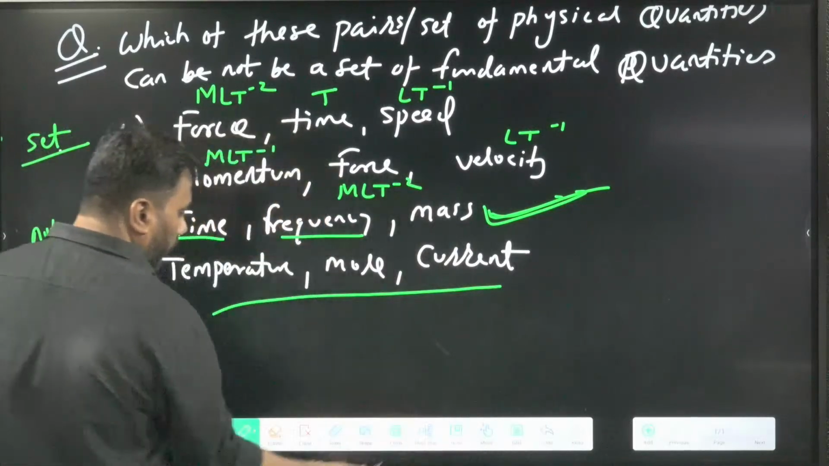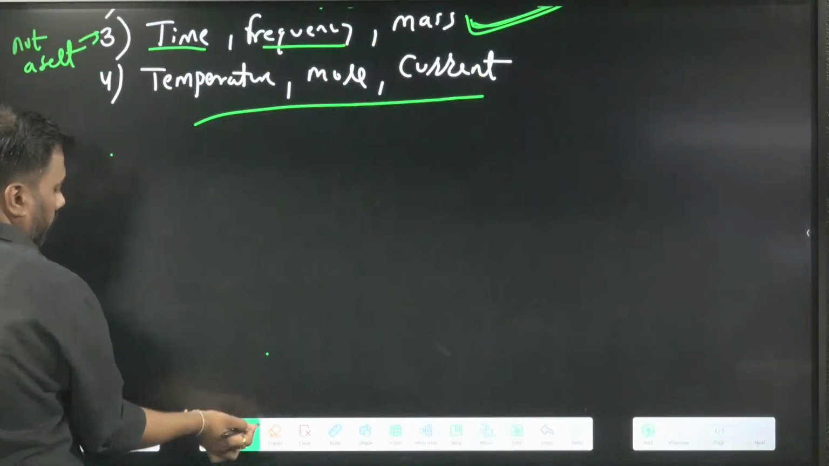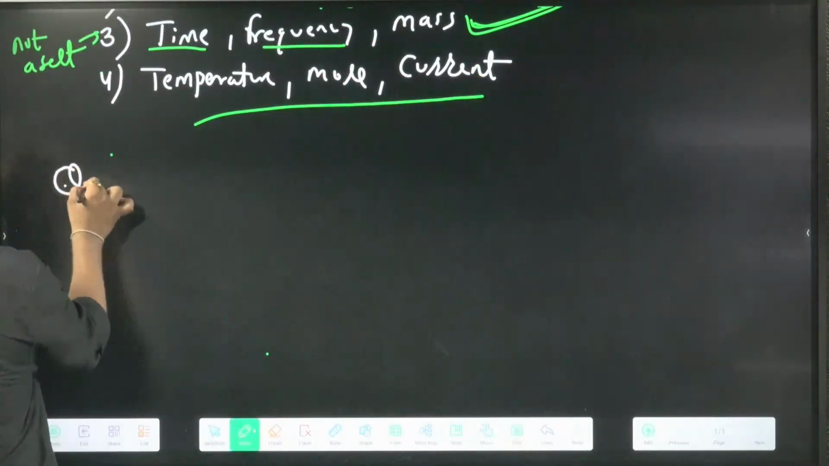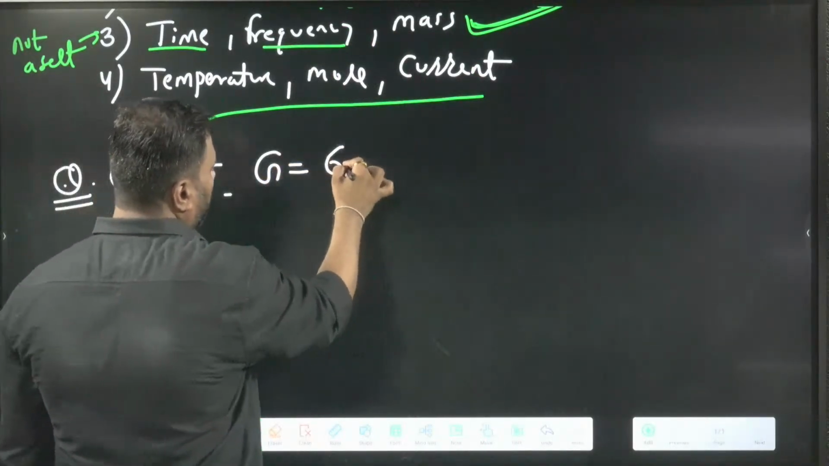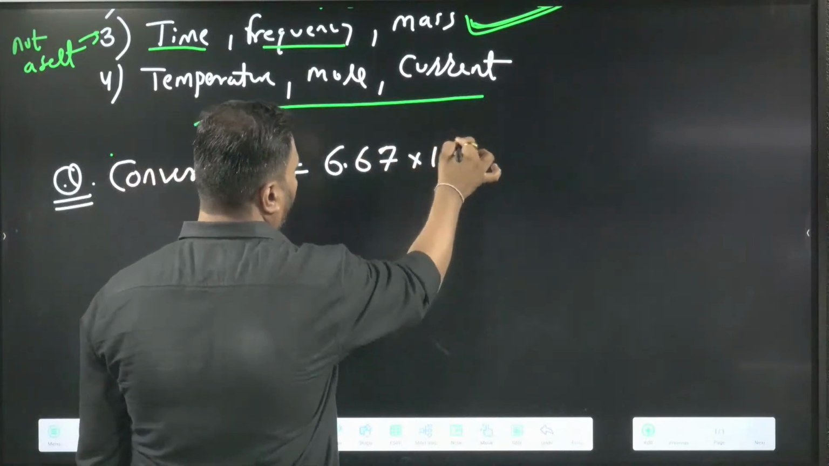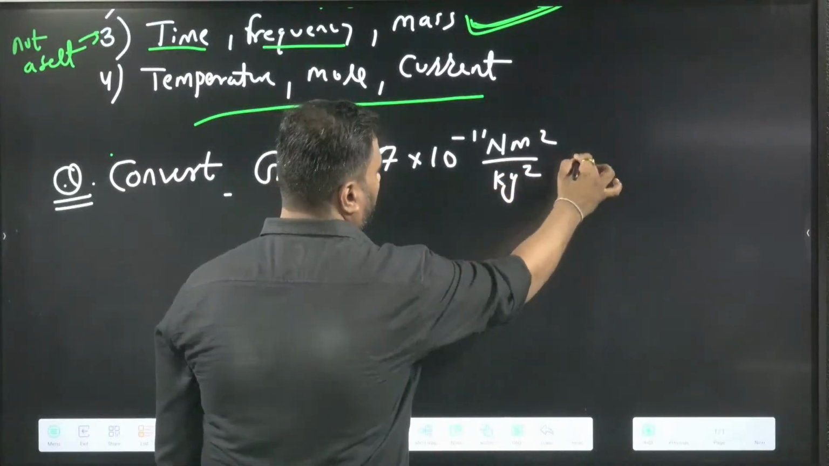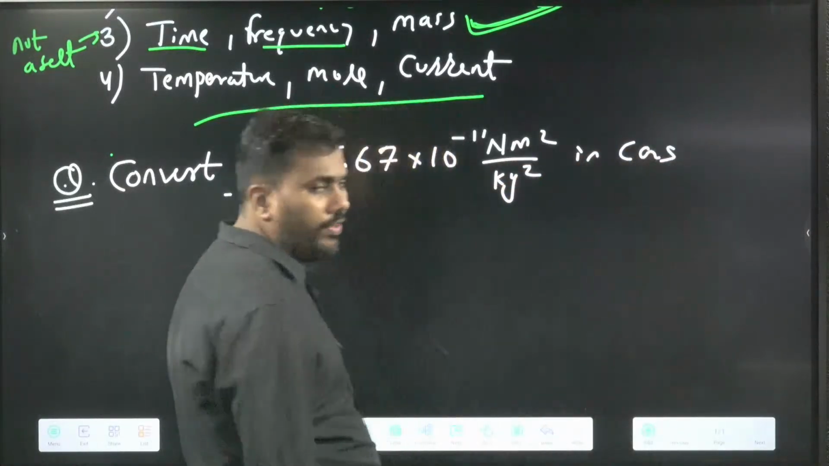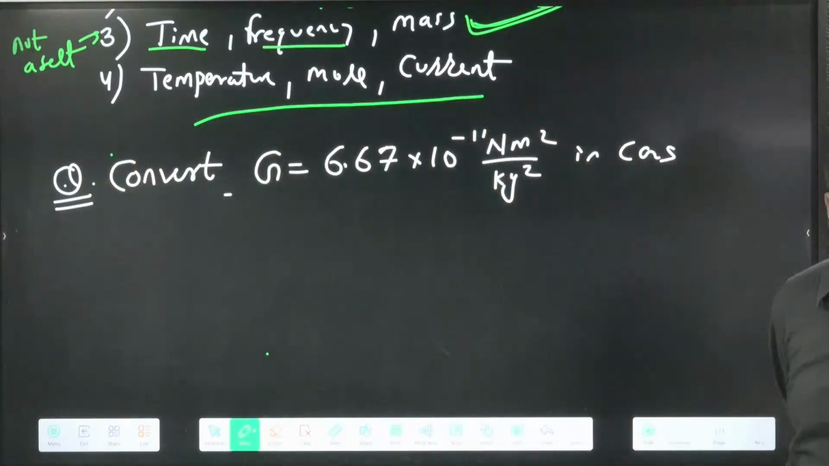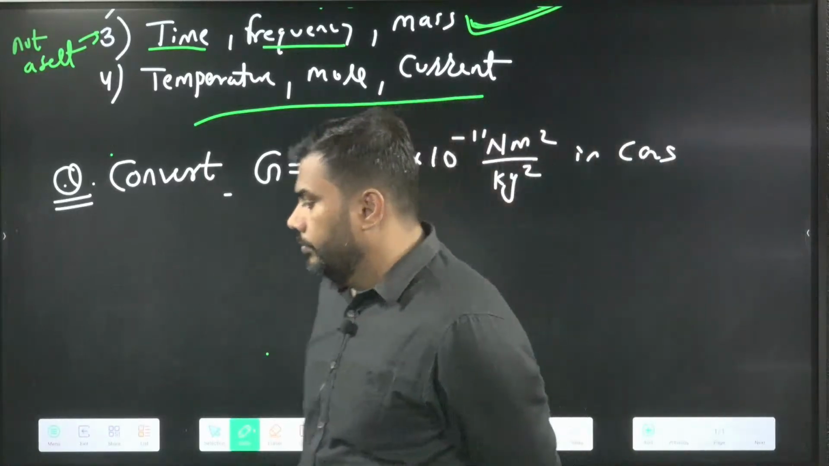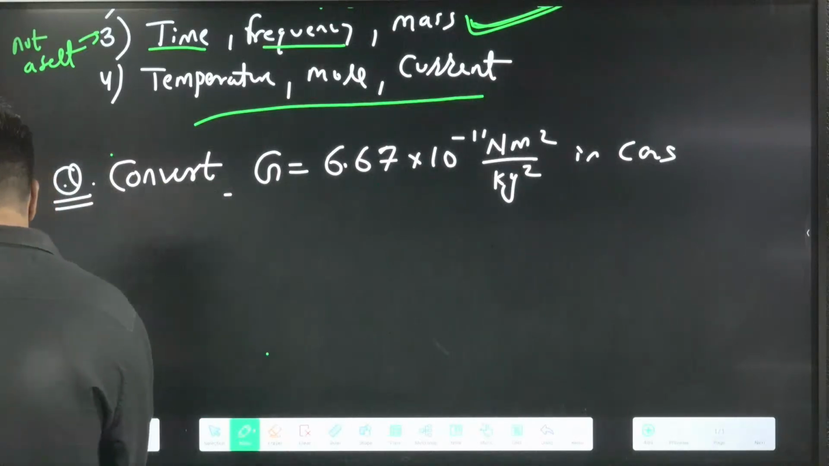Okay. So we are doing some questions. Next question. Convert G, which is 6.67 into 10 power minus 11 Newton meter square per kilogram square, into CGS. Convert the value of G into CGS.